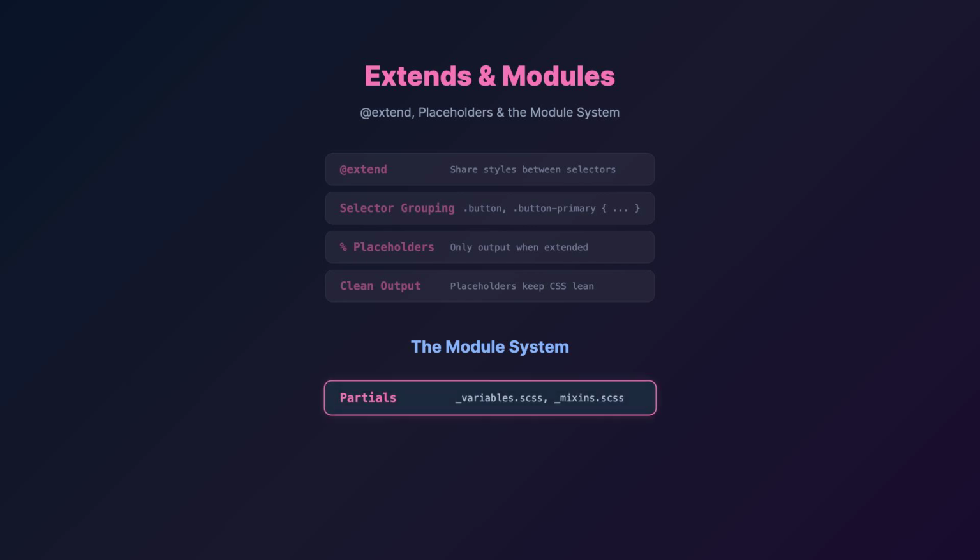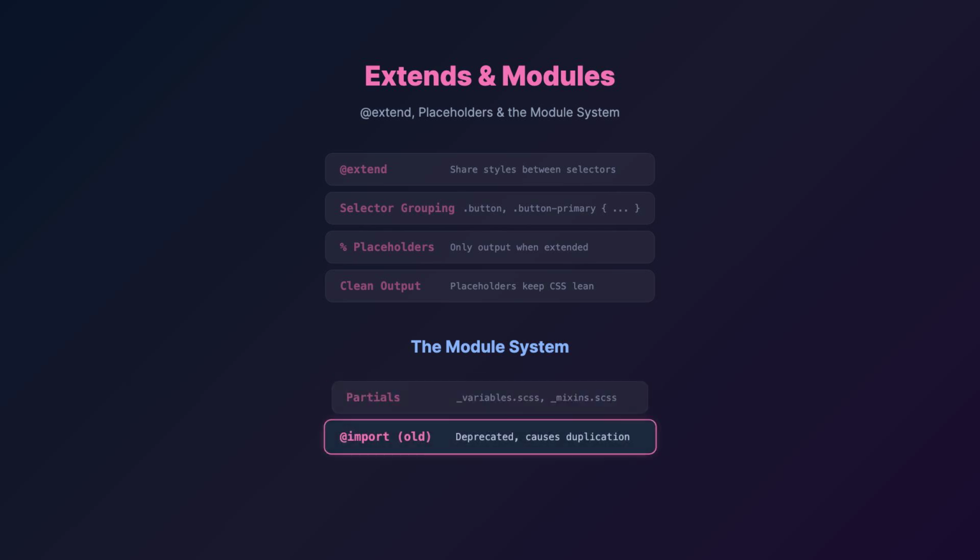Partials are SASS files that start with an underscore. _variables.scss, _mixins.scss, _buttons.scss. The underscore tells SASS, don't compile this file on its own. It's meant to be imported.